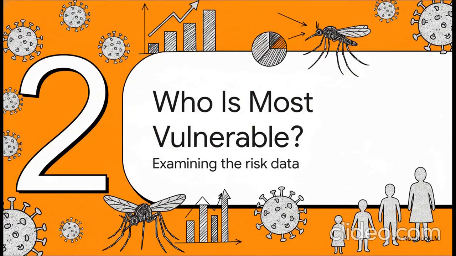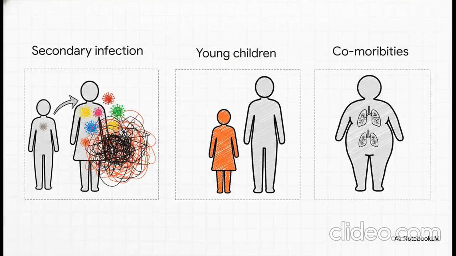So that leads to a really important question. Is everyone's risk of getting this severe version the same? Well, let's move on and take a look at what the data says about who is really the most vulnerable. The research points to 3 main groups. Now, the first one is a little counterintuitive.